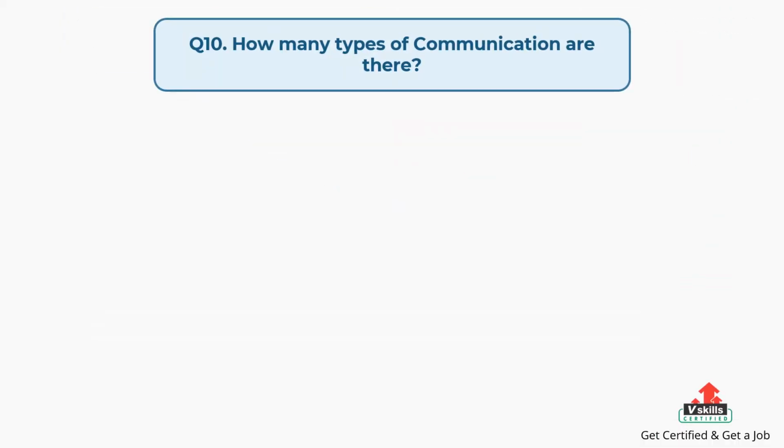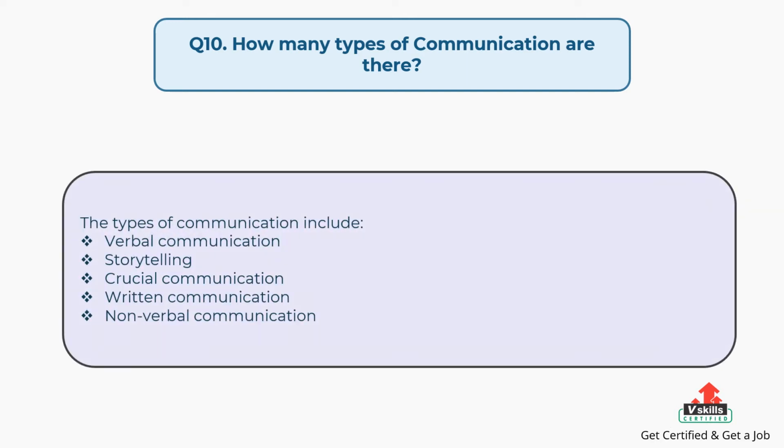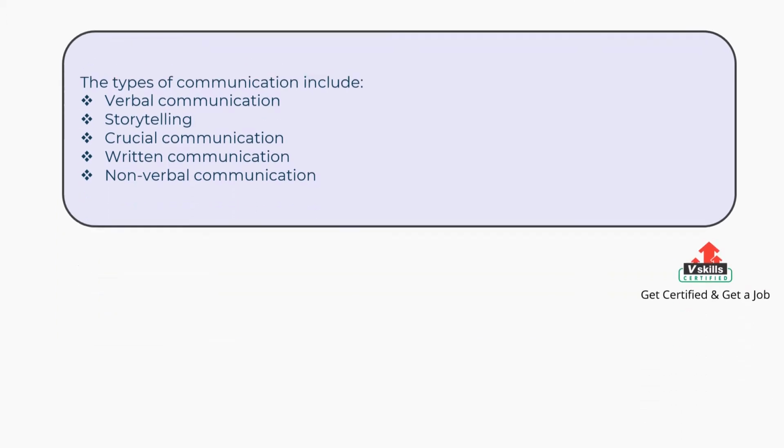Question number 10. How many types of communication are there? The answer is: the types of communication include verbal communication, storytelling, crucial communication, written communication, nonverbal communication.